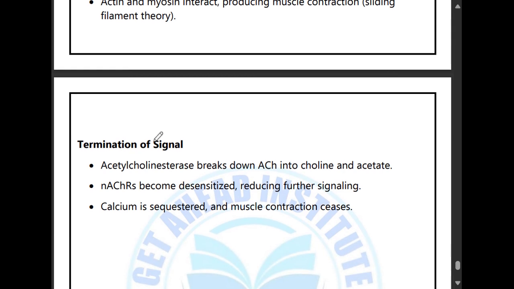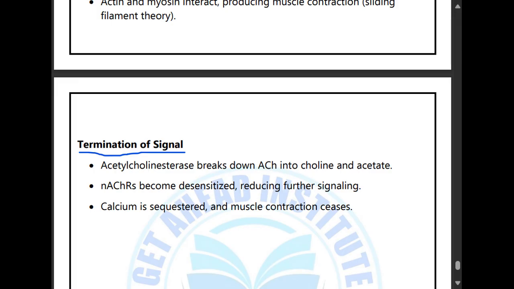Then lastly, we have termination of the signal that brought about the contraction. If that signal is not terminated, the muscle will be in perpetual contraction, but we don't want that to occur. So what will happen for the signal to be terminated? There's what we call acetylcholine esterase. Acetylcholine esterase will break down acetylcholine into choline and acetate.